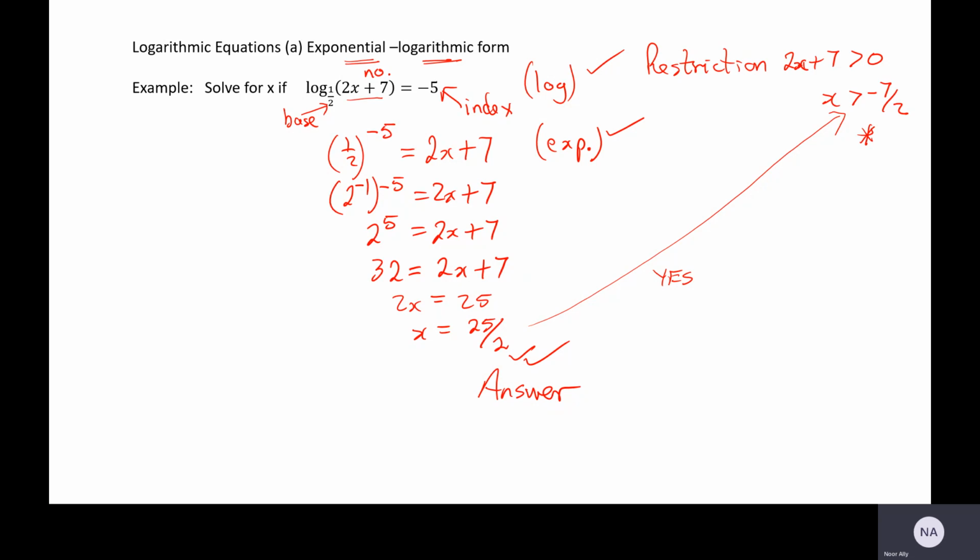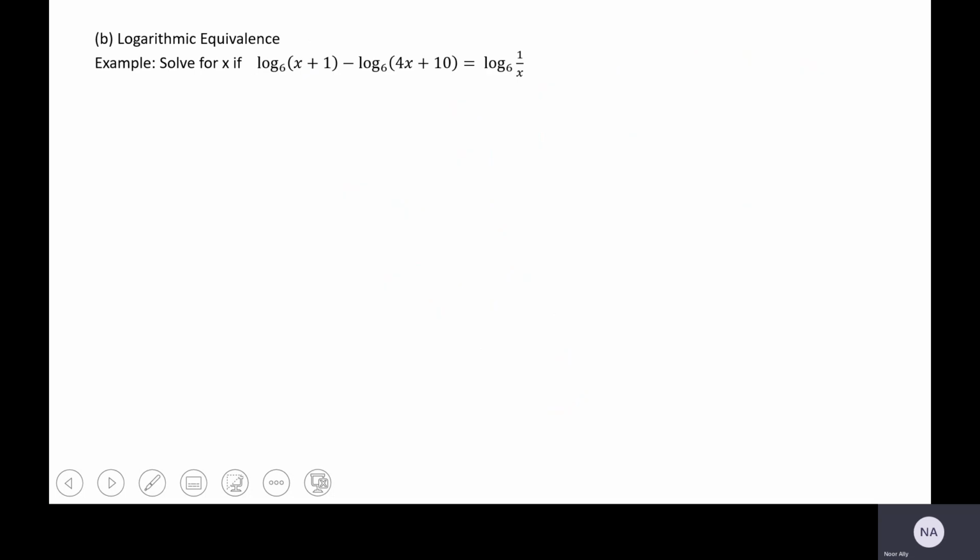But for this particular example, most cases, if it's a log of something equal to some right-hand side that doesn't have a log, you can convert to exponential form immediately and solve. Now, the second case is what we call log equivalence. Now, what do I mean by log equivalence?